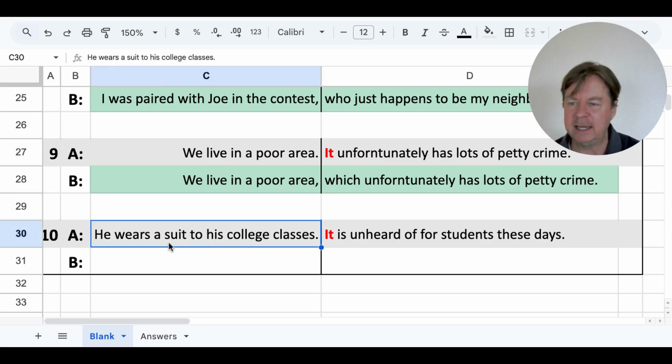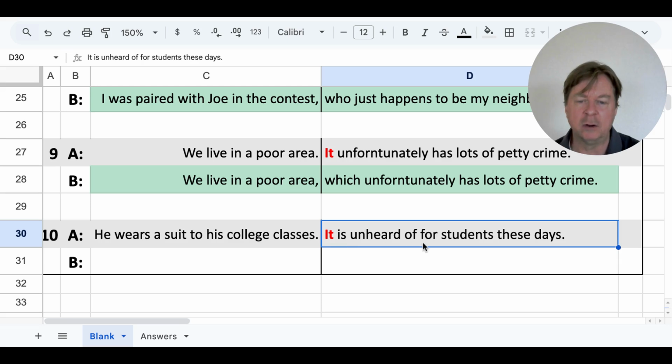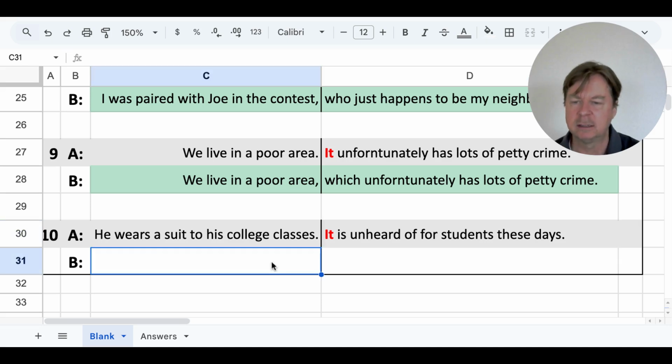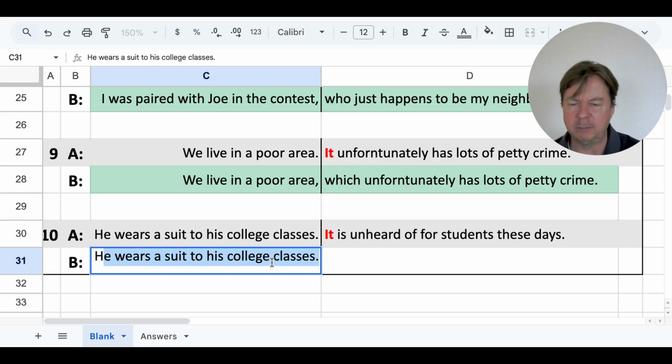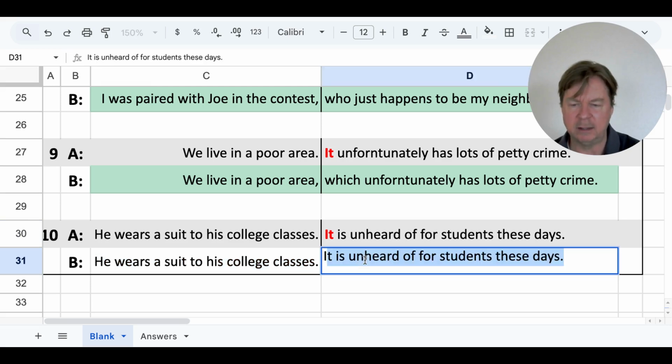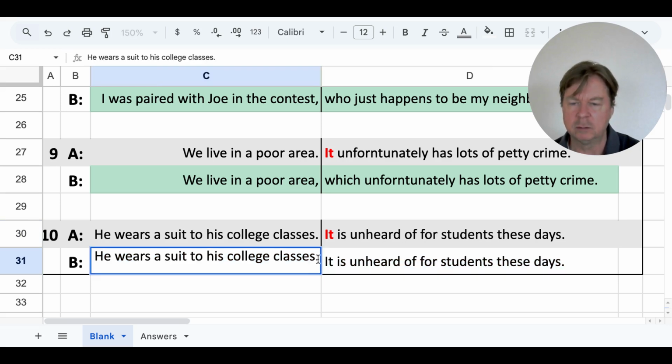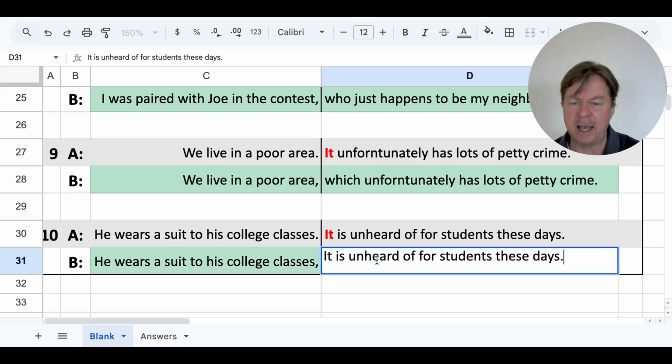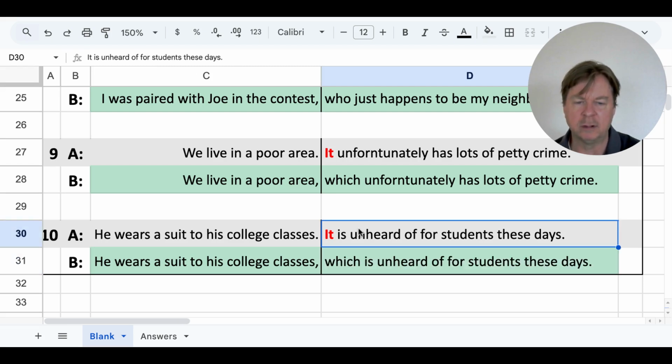Okay, 10. He wears a suit to his college classes. It is unheard of for students these days. So I'm going to go ahead and type that in there. And again, I just have to put a comma. So he wears a suit to his college classes, which is unheard of for students these days.